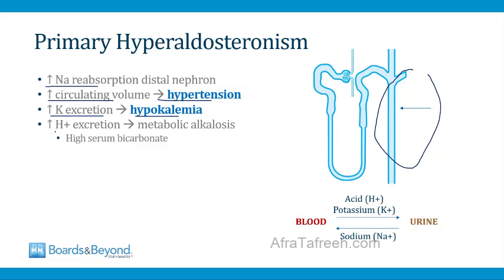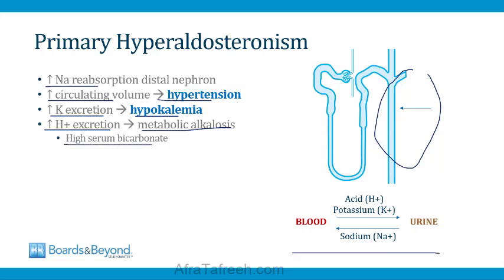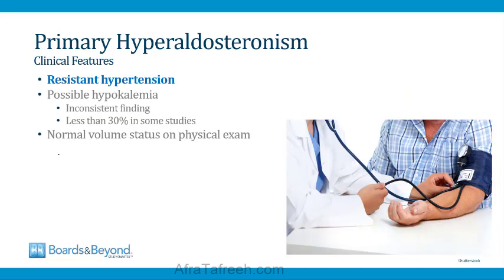And aldosterone also increases acid excretion in the urine. So when you have hyperaldosteronism, more acid is excreted from the body, and therefore a metabolic alkalosis can develop with a high serum bicarbonate. And I've summarized these things at the bottom of the slide here. Aldosterone pulls sodium from the urine into the blood, and it causes the excretion of acid and potassium into the urine. So if you understand what aldosterone does, then it's easy to understand the clinical features of primary hyperaldosteronism.